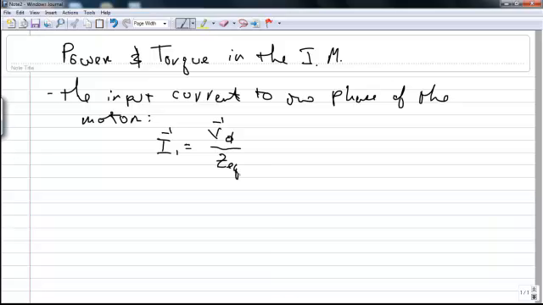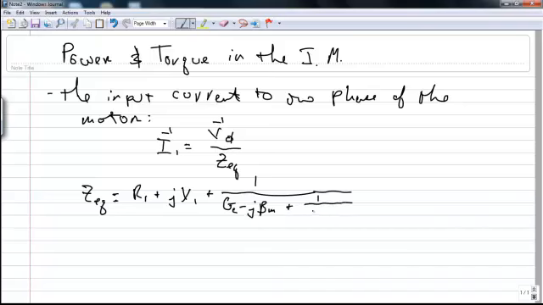So here the current flowing into one phase is the phase voltage divided by the equivalent impedance, and we'll write an expression for the equivalent impedance, which would be R1 plus jX1 plus, this all comes from the equivalent circuit, 1 over G sub C minus j B sub M, this is the contribution of the magnetization portion of the circuit, plus, from our secondary side, 1 over R2 over S plus jX2.